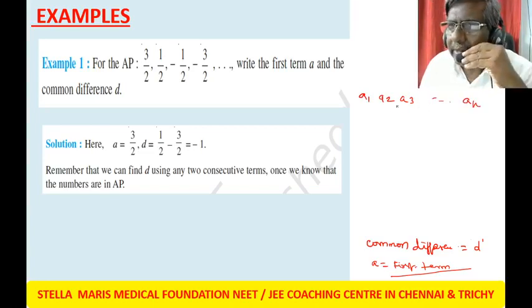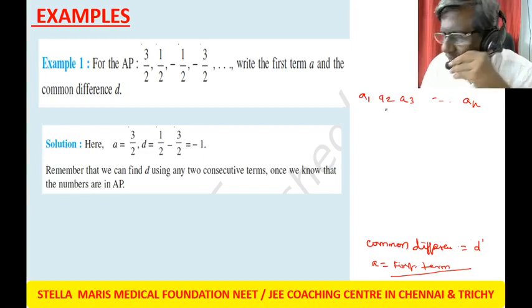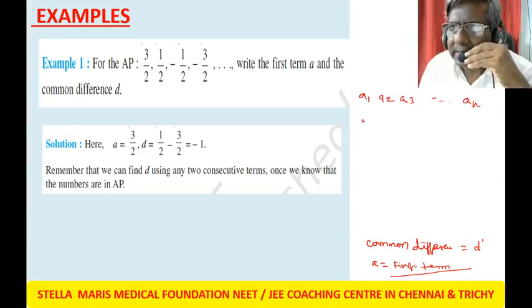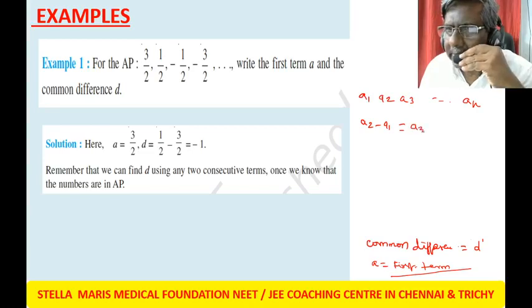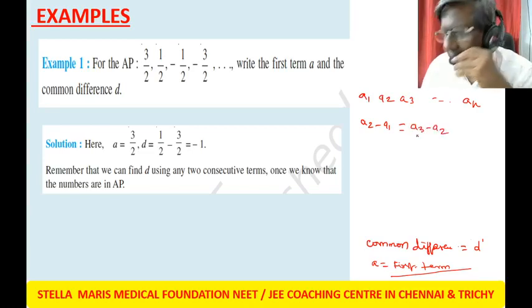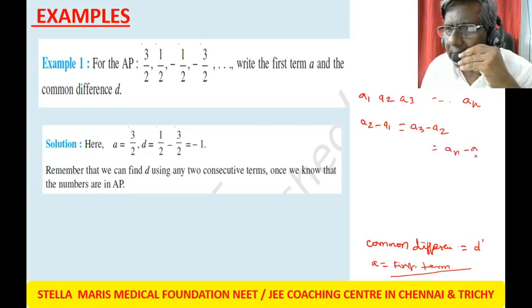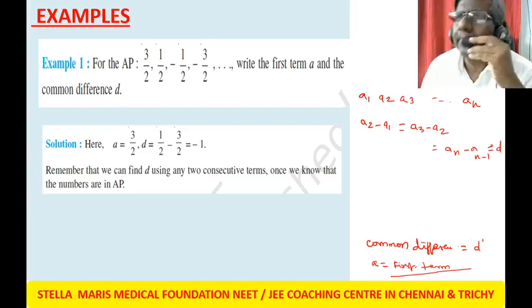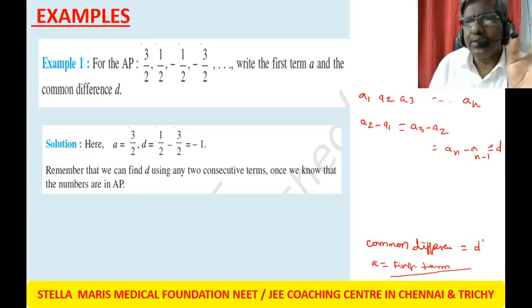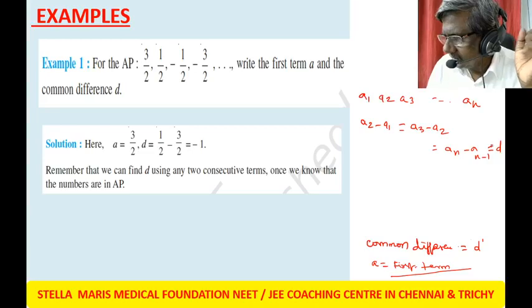So how will you get the numbers? If you want to find the common difference, it will be A2 minus A1, second term minus first term, then third term minus second term, like that. Then An minus An minus 1 will be equal to D. Nothing but the preceding terms, if you subtract it, you will get the common difference. Clear?